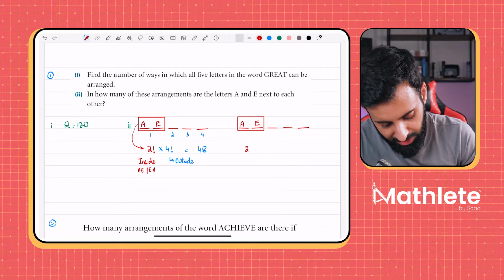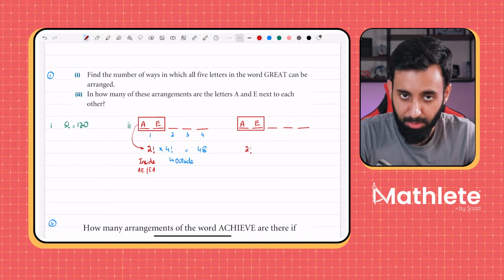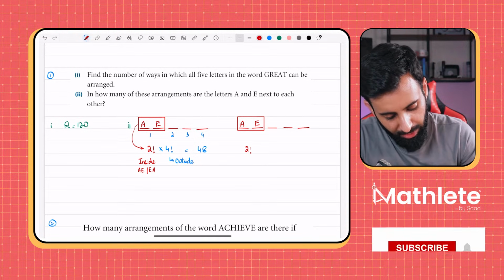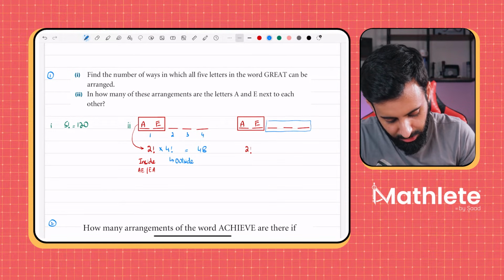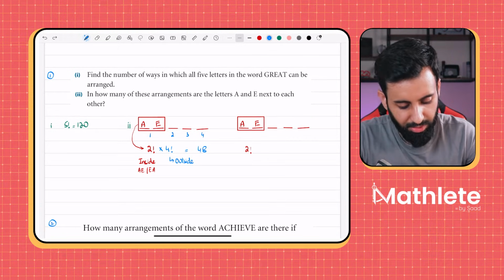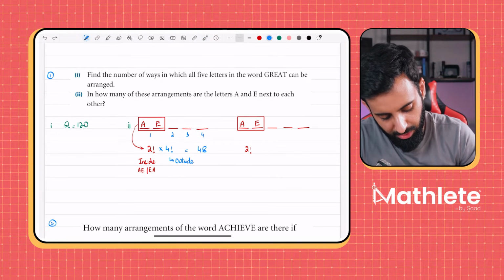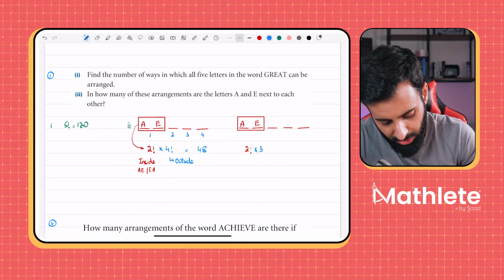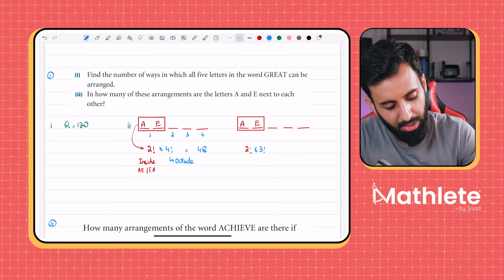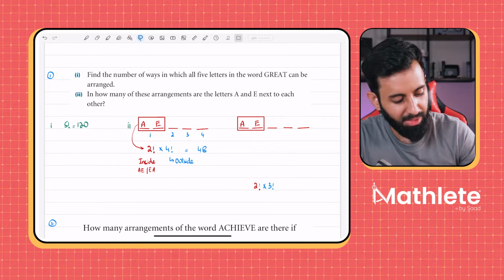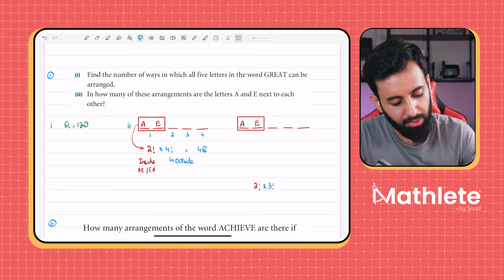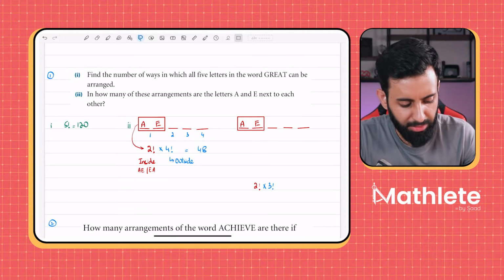So as far as AE is concerned, we can shuffle them 2 factorial number of ways. Now, for a minute, if I only focus on these letters, we can see that we have 3 different letters here, and we can arrange them 3 factorial number of ways. But like I said, there's nothing in the question which says that A and E have to be in the first place. They can be in the second, third, fourth, wherever, basically.